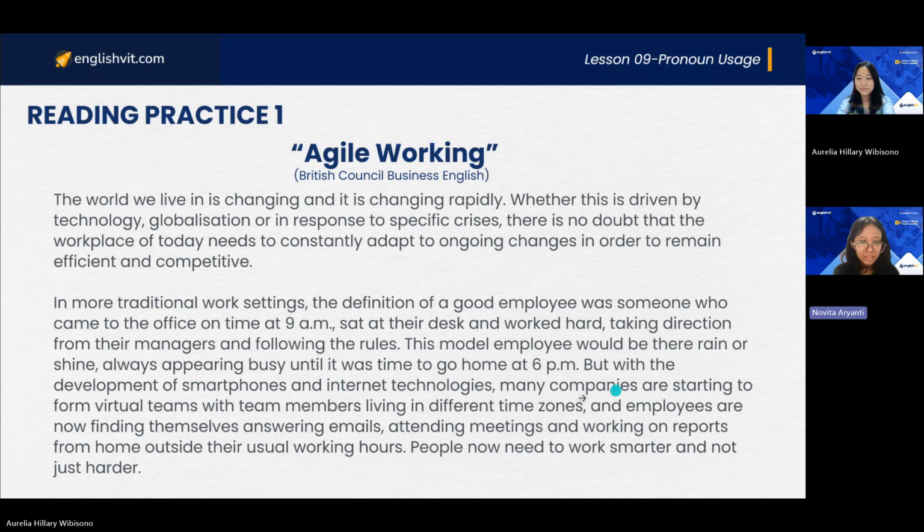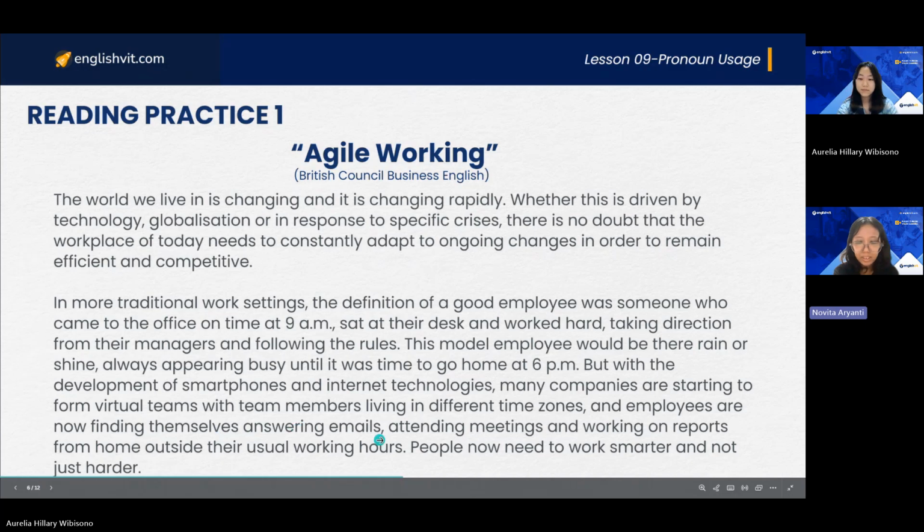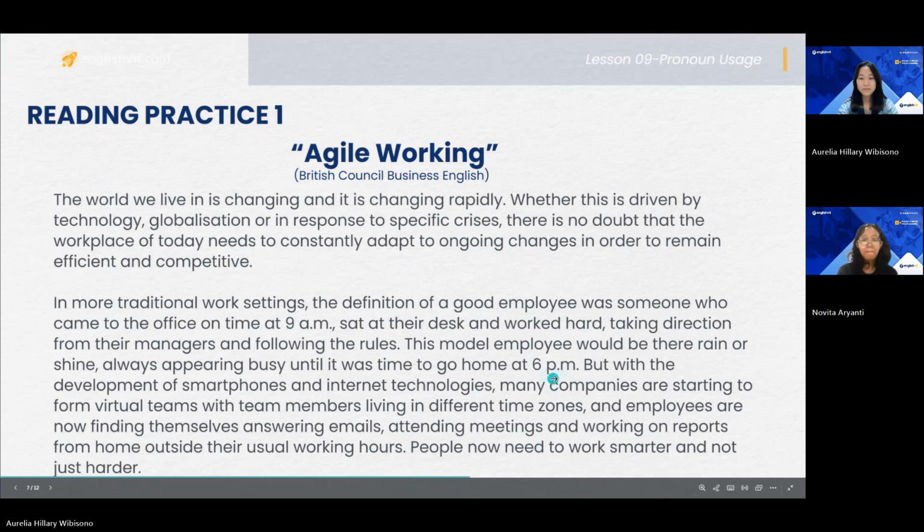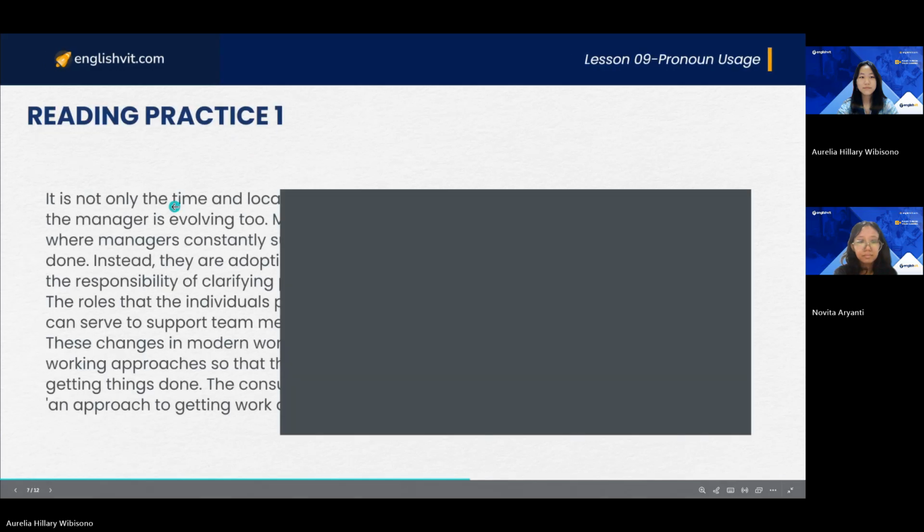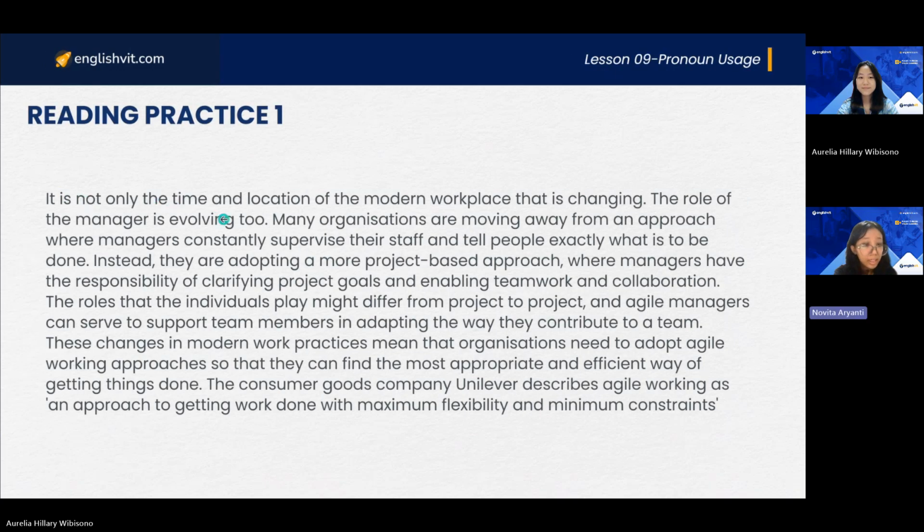But with the development of smartphones and internet technologies, many companies are starting to form virtual teams with team members living in different time zones, and employees are now finding themselves answering emails, attending meetings, and working on reports from home outside their usual working hours. People now need to work smarter and not just harder. It is not only the time and location of the modern workplace that is changing.